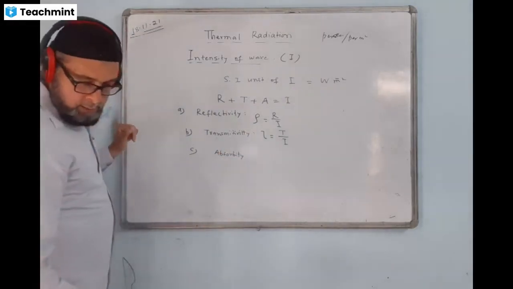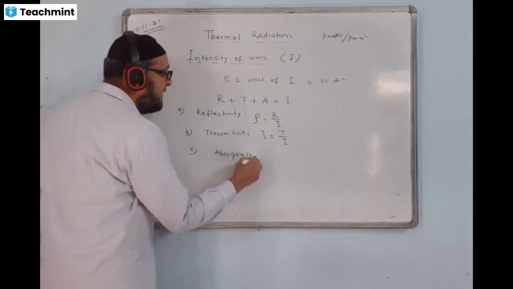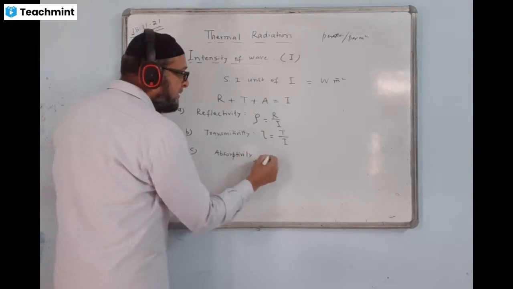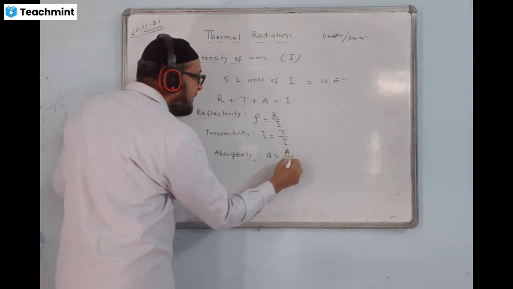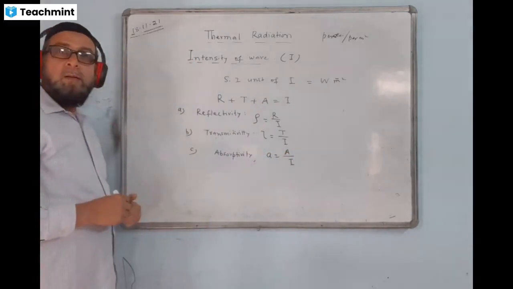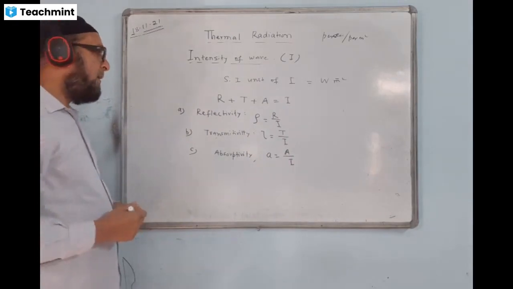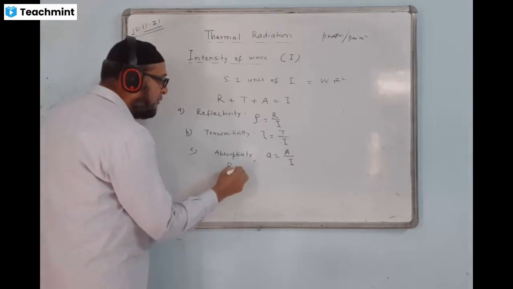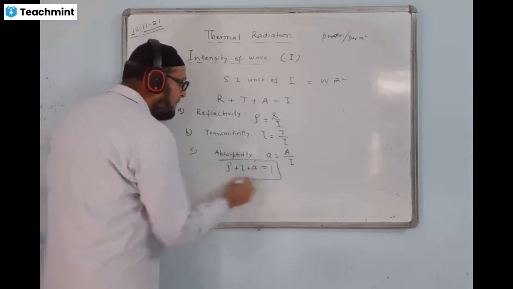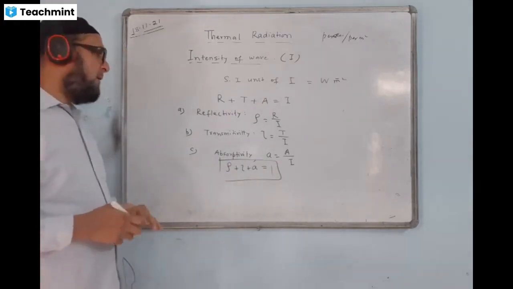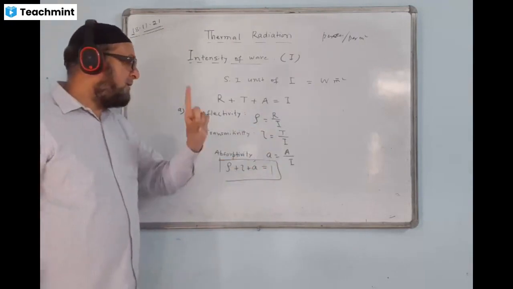Absorptivity. That is denoted by the symbol small a. Small a value will come A divided by I. Understood? Therefore, we can have this relation as rho plus tau plus absorptivity a equal to 1. Total will be 100% and 100% is equal to 1. When you add all of these, the answer will come 1.